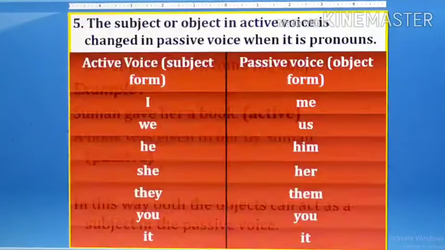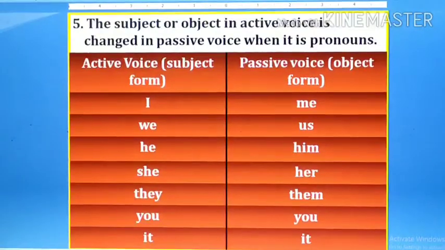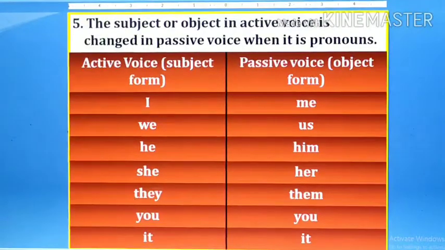Okay. Now next is, yes, the subject or the object in active voice is changed in passive voice when it is pronouns. Just now before I told you that I will tell you in the next slide how we will change the subject, that is the pronouns I, we, he, she, they, you, it, all, because these we are using in the subject, and when in the passive voice we have to use this in the object form, it will change in a different form.